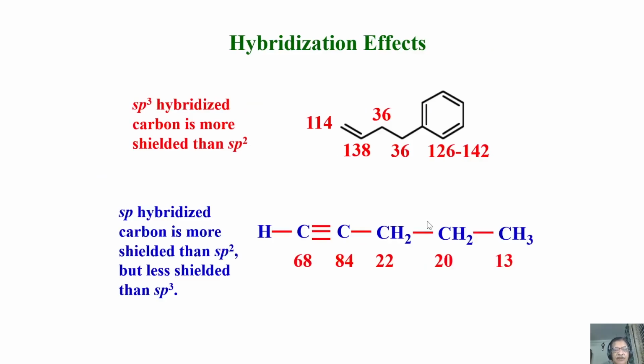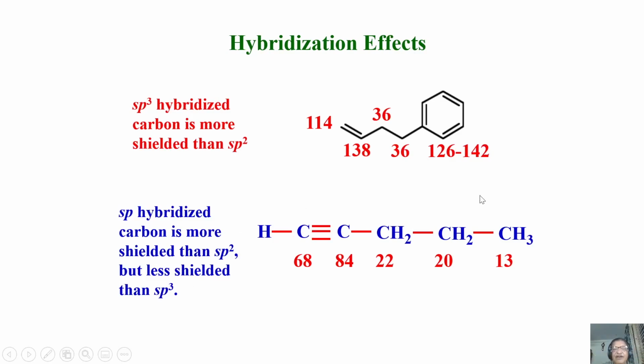What about the hybridization effect? Same. Look at the hybridized carbons here, these different types of carbons. sp3 carbon is more shielded than sp2. That is a simple formula, a general trend you remember. Similarly, sp carbon is more shielded than sp2, but less shielded than sp3. Remember the order of which is more shielded: sp3, then sp2, then sp.